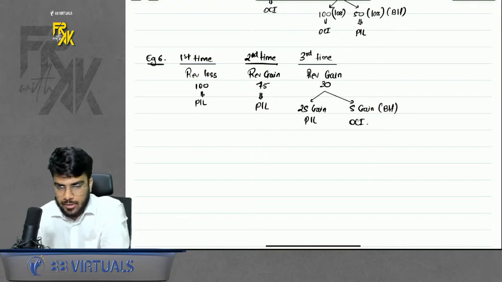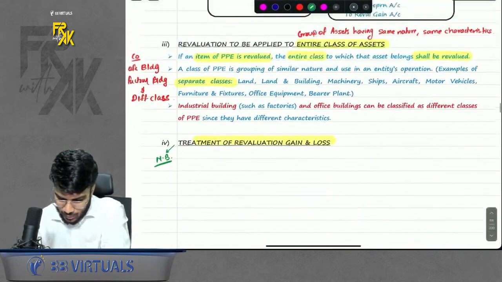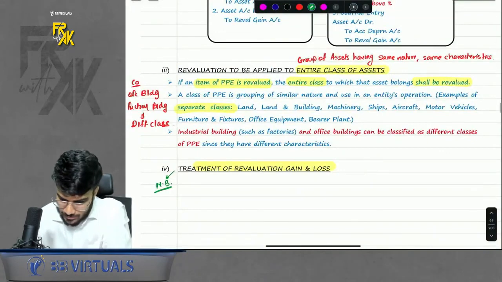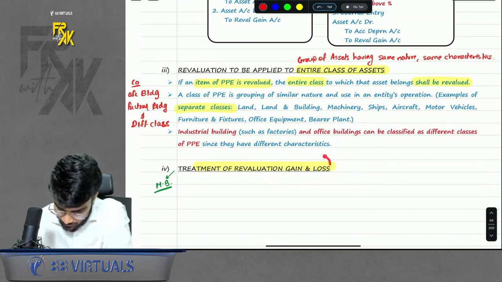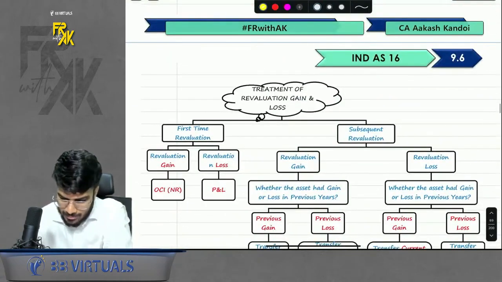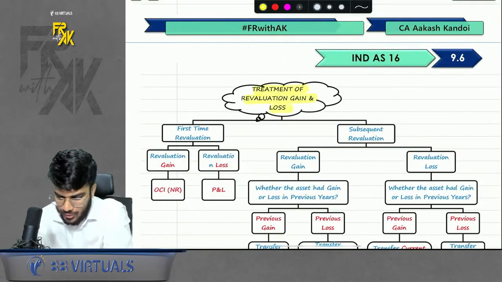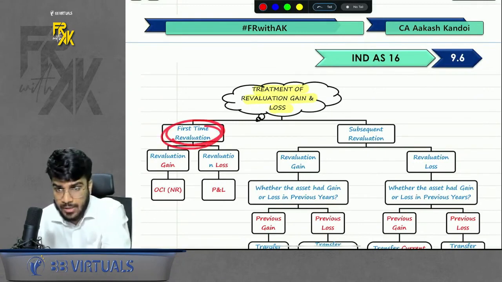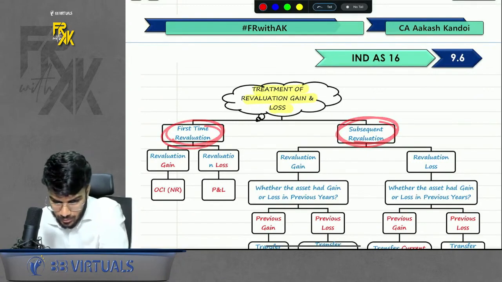Okay. So this was our concept of revaluation gains and losses. You can see the chart has been prepared: treatment of revaluation gain and loss. What if you revalue for the first time? What if you revalue subsequently?